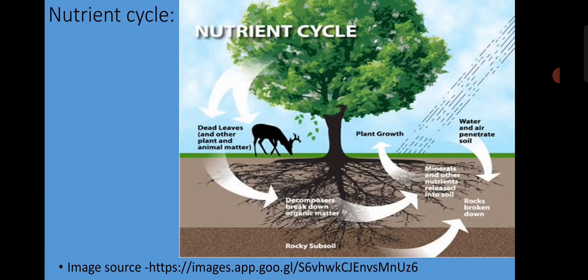So based on the nature of the reservoir, there are two types of cycles, namely gaseous and sedimentary cycle. So now coming to the first one, that is gaseous cycle. So the most important gaseous cycles are water, carbon and nitrogen cycle. I will be dealing with all the cycles one after the other. So at first I will be dealing with the water cycle.